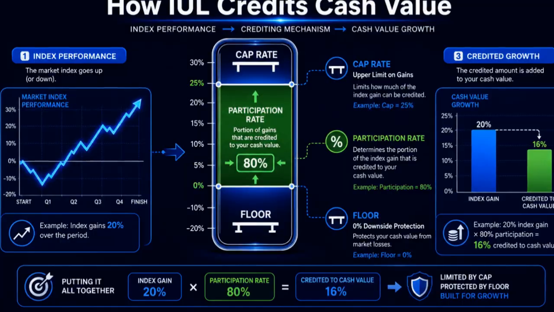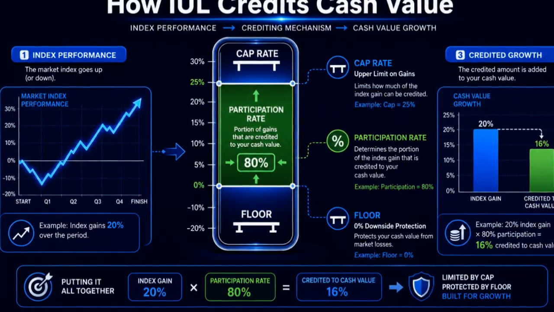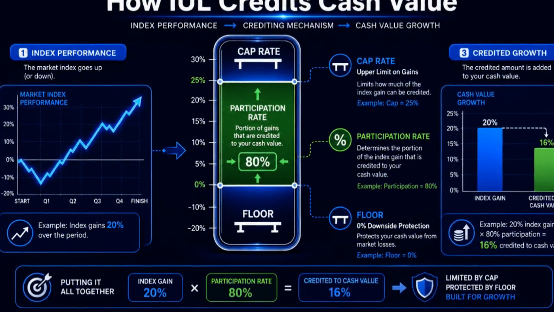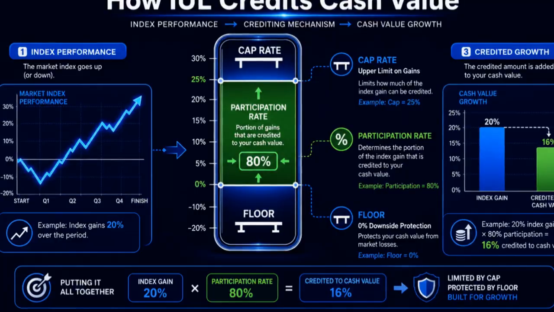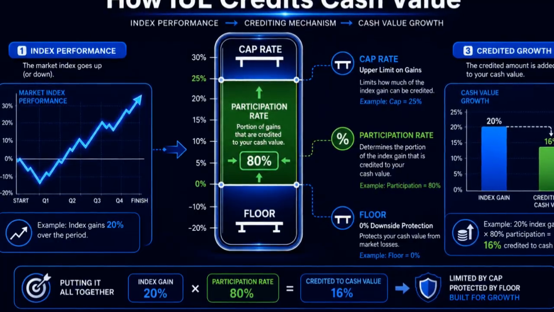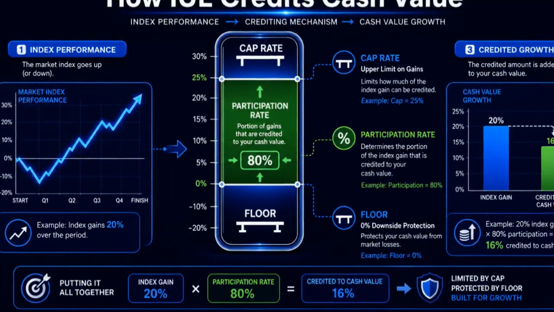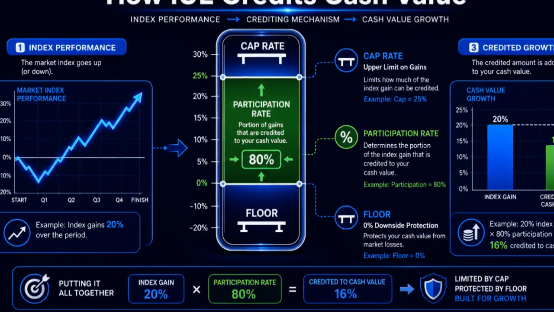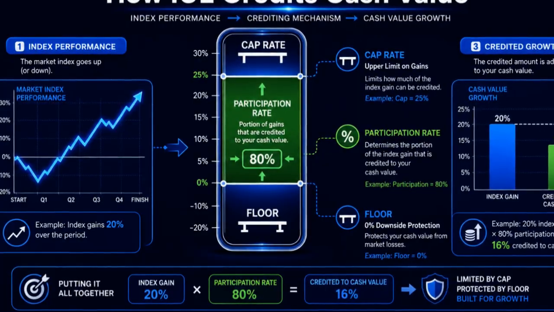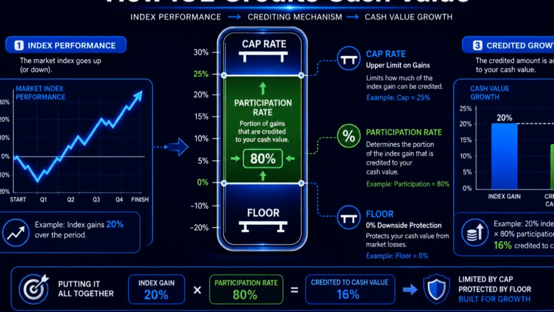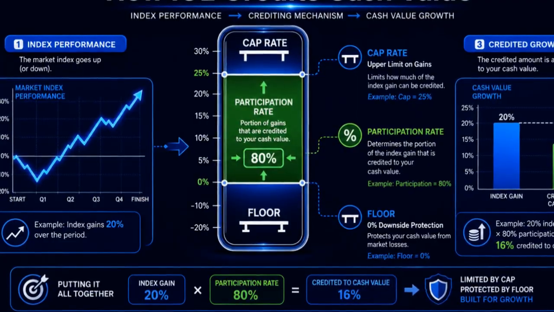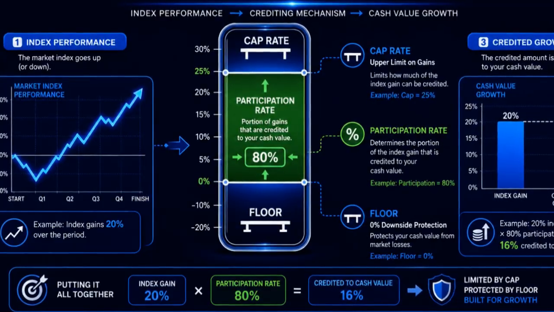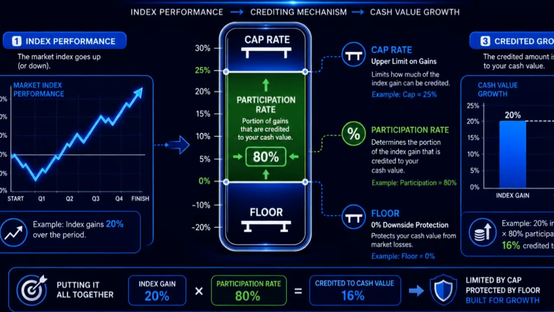Second, the floor. This is your downside protection. Most IUL floors are 0%, meaning if the market drops 30%, your cash value isn't credited a loss, you simply get 0 for that period. And third, the participation rate. This determines what percentage of the index gain you receive. 100% participation means you get the full index gain up to the cap. These 3 levers, cap, floor, participation, are what define how an IUL performs.